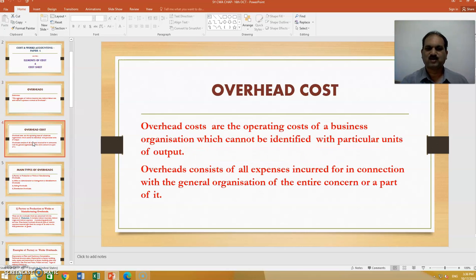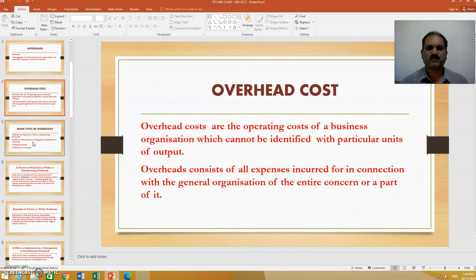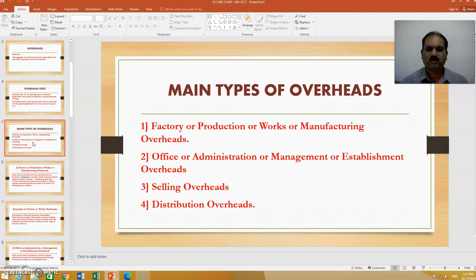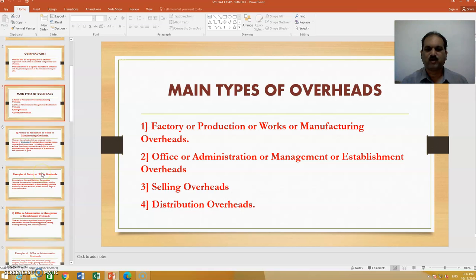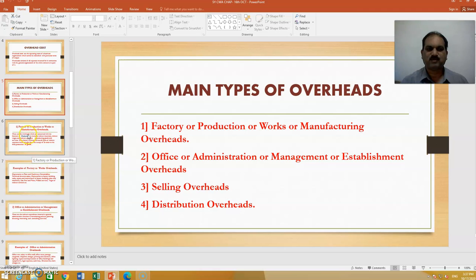What is overhead cost? Overhead costs are the operating costs of a business organization which cannot be identified with particular units of output. That is, it is exactly opposite of prime cost. Overhead cost consists of all expenses incurred in connection with the general organization of the entire business concern or a part of it. These are the main types of overheads: factory or production or works or manufacturing overheads, office or administration or management or establishment overheads, selling overheads and distribution overheads.